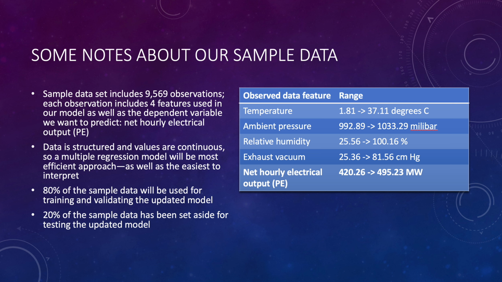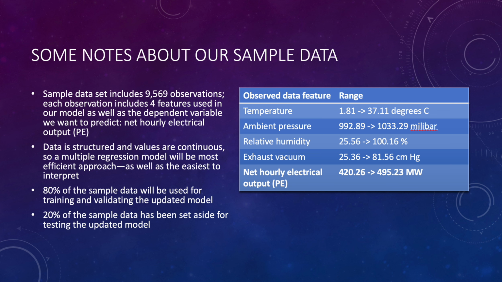Let me explain a little bit about the sample data that we're using to work on this project. We've got a sample data set that includes just under 10,000 observations. Each observation includes 4 data features, as well as the dependent variable that we want to predict, which is the net hourly electrical output. You'll see in the spreadsheet a little bit later that that's referred to as PE. The data is structured and the values are continuous, so we are using a multiple regression model as the most efficient approach. It's also one of the easiest machine learning models to interpret.